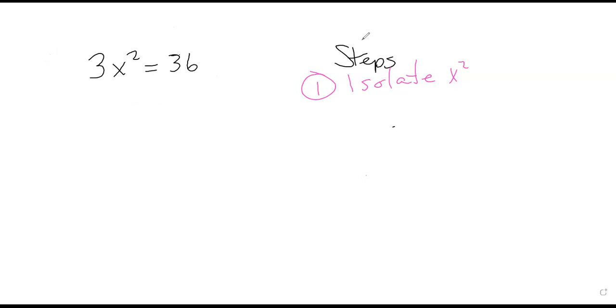What is it? The 3. We would isolate 3. Yeah, I want to get that 3 out of there. So this is really 3 times x squared, right? So what's the opposite of multiplication? Division. So I want to divide both sides by what?